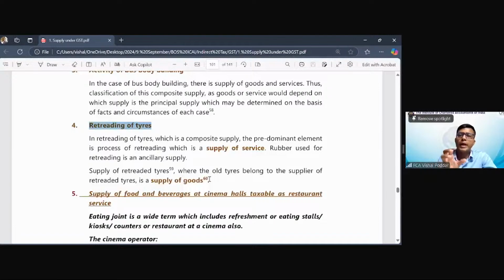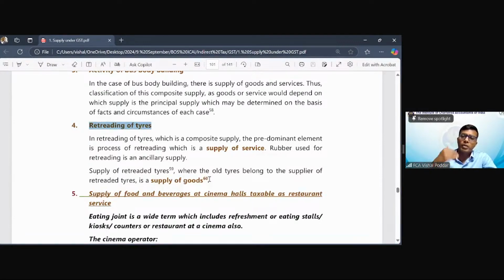Maybe while doing this, he adds some rubber wherever there is some hole or gap. But the main item is treating your tire, making it correct. So it is supply of service. However, where the supplier is giving you the whole tire itself, so means the supplier is giving you a retreaded tire.